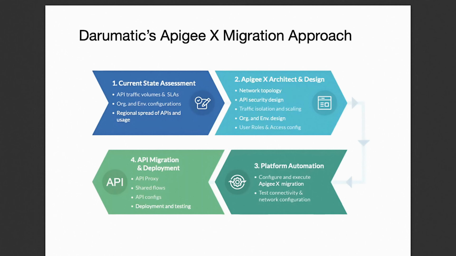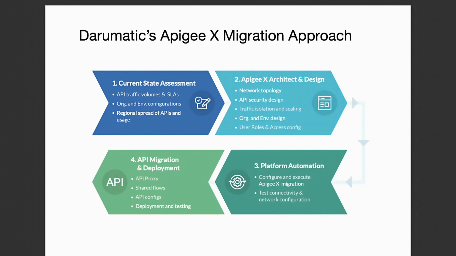We can help you migrate from Apigee Edge to Apigee X by following 4 steps. First one is performing an assessment of your current state. So what you currently have in your Apigee Edge platform. Second phase would be to perform the architecture and design of your new Apigee X platform. So everything from network topology to security to user role and access configuration. Third is platform automation. We have to configure and execute the Apigee X migration. And then fourth and last is the actual migration of the APIs and the deployment of the same. So we configure your API proxies, shared flows, API configs, and then we proceed to do testing.